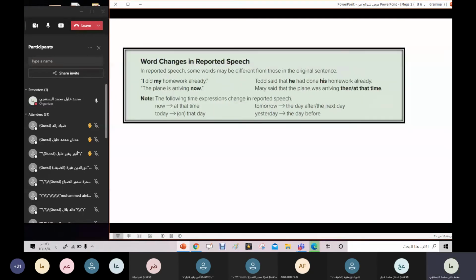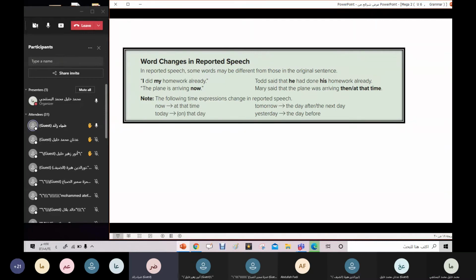Now word change in reported speech. Who can read? Diya. Okay. Word changes in reported speech. In reported speech, some words may be different from those in the original sentence. I did my homework already. Todd said that he had done his homework already. The plane is arriving now. Mary said that the plane was arriving then or at that time.